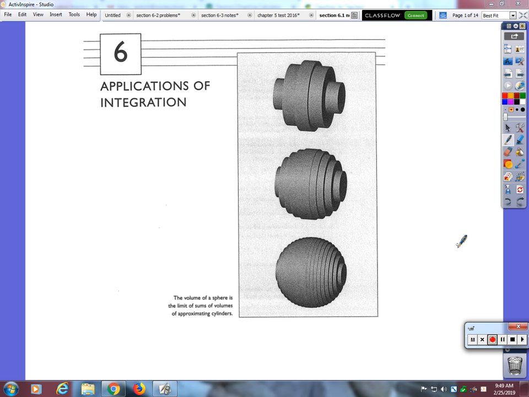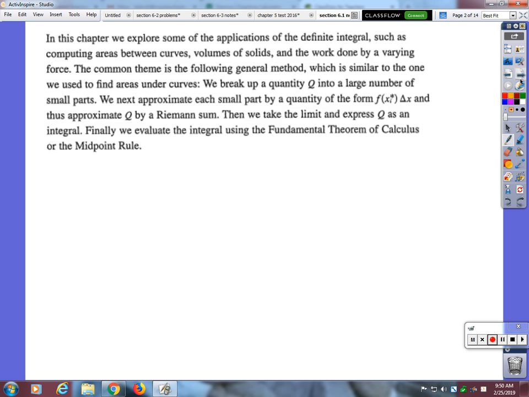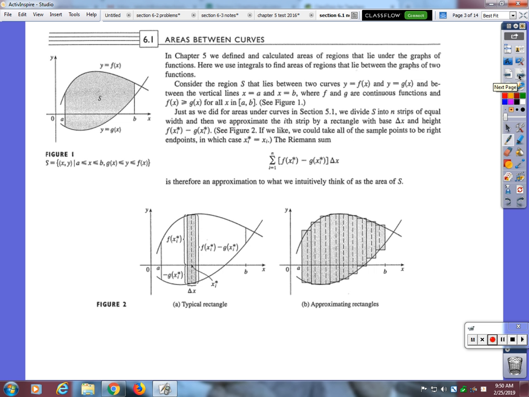So eventually, we're going to use integrals to find volumes of fun things like this. We're going to take a curve, and instead of just finding the area between that curve and the x-axis, we're going to rotate it around the x-axis, which is going to create a three-dimensional object, and then we're going to use integrals to find the volumes of those three-dimensional objects. So that's pretty awesome. But before we get there, we have to do something much easier, which is finding the area between two curves.